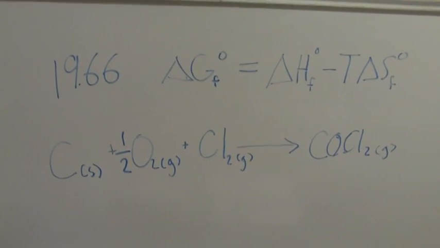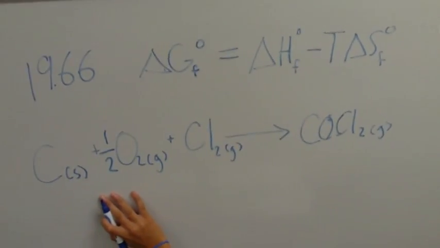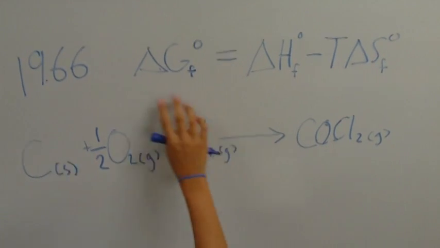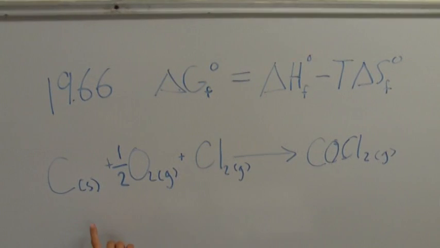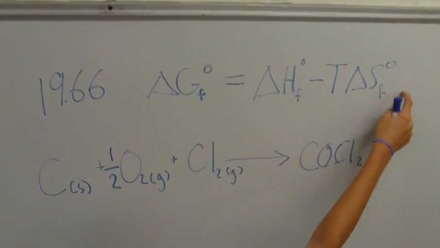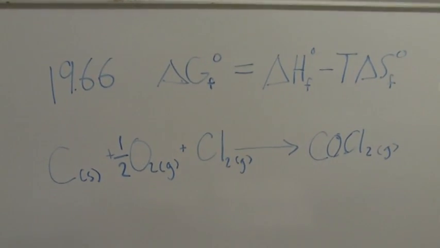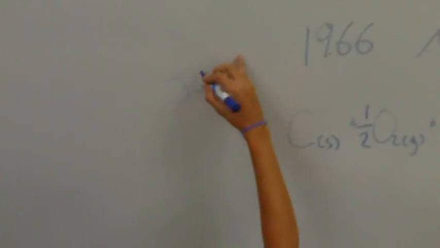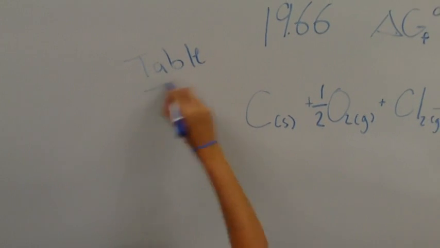Our camera died in the middle of this problem, but here we are again with our phosgene killer gas, and here's the equation we're using to get our Gibbs free energy. They gave us this, and they gave us the temperature, so we need to solve for our entropy change, or entropy of formation. So we're just going to use the table in the book. We're going to do the same thing we've been doing for all the other problems.